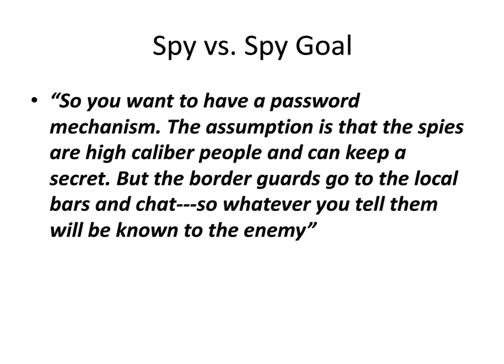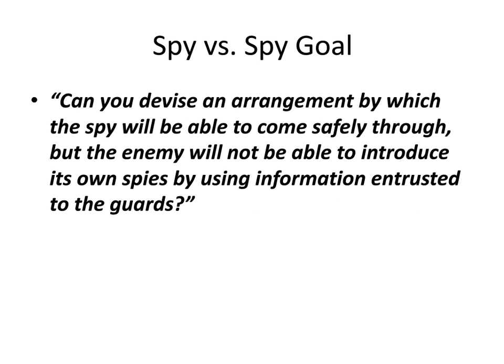So you want a password mechanism. The assumption is that the spies are high caliber people, they're ACM computing society members, and they can keep a secret. But the border guards, well, they like to have a good time. So they go to the local bars, they chat, and so basically whatever you tell them will be known to the enemy. So that's the issue. Now you have to tell the guards something, but know that whatever you tell them will get to the enemy. So the question is, can you devise an arrangement by which the spy will be able to come safely through, but the enemy will not be able to introduce its own spies by using the information that the guards have?